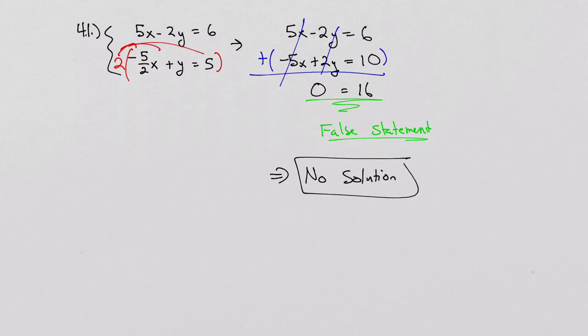As I said before, you always want to check your work. If you come to the conclusion that there's no solution, you should definitely make sure that you did your algebra correctly. Another thing you could do to verify your answer is to see if these are parallel lines. If you rewrite these in the form y equals mx plus b, and they have the same slope but different y-intercepts, they're parallel and they'll never intersect, which means that there is no solution. So that's another way you could verify your answer.